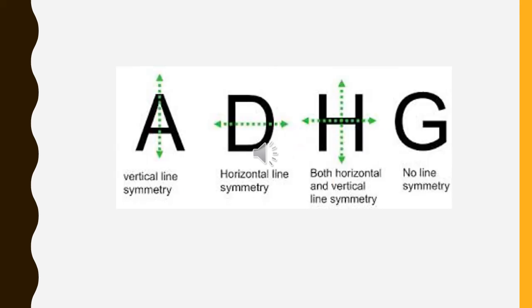Let's discuss a few more examples. For the letter A, we have a vertical line of symmetry. For capital D, we have a horizontal line of symmetry. For capital H, we have both horizontal and vertical lines of symmetry. And for capital G, we don't have any line of symmetry.